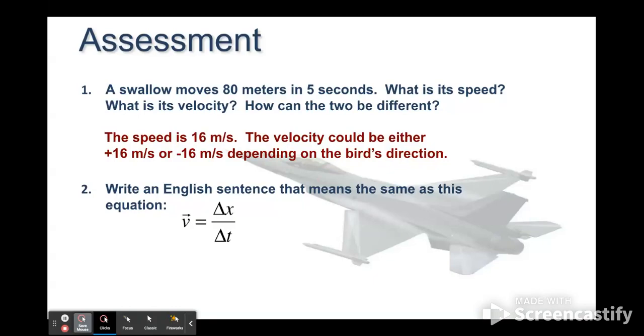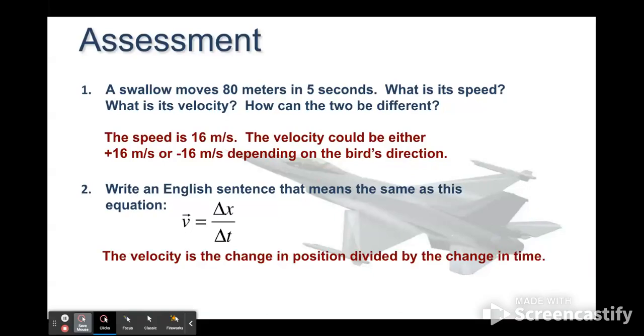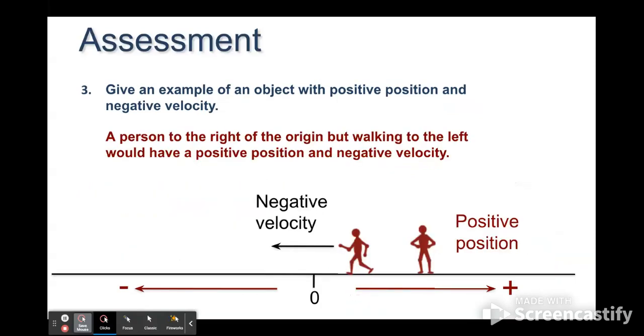And then write an English sentence that means the same as this equation. Go ahead and pause and try to write that out. And then velocity is the change in position. And you can say velocity is equal to the change in position divided by the change in time. This example right here is the example of positive position and negative velocity. So where someone starts on the positive side of the origin, but is moving in the negative direction.